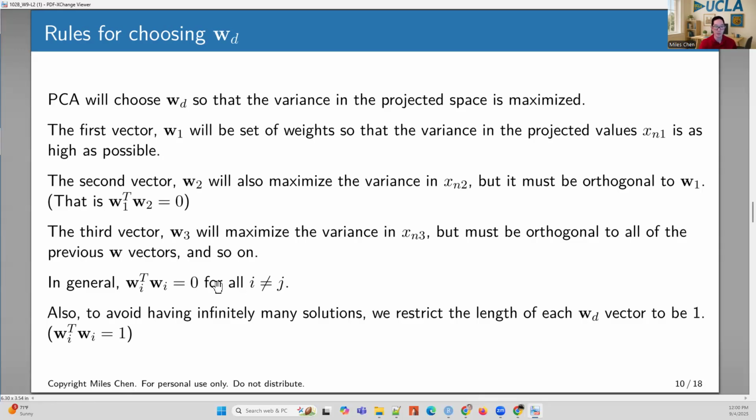There's a typo here. It should be, in general, Wi transpose Wj, not Wi again, but Wj is equal to 0 for all i not equal to j. And then to avoid having infinitely many solutions, we're going to restrict the length of each vector to be 1. So Wi transpose Wi is going to be equal to 1.